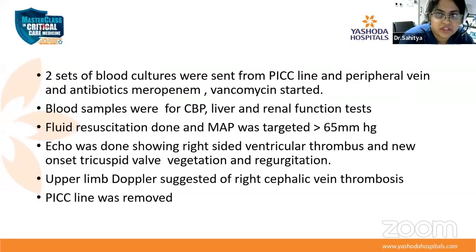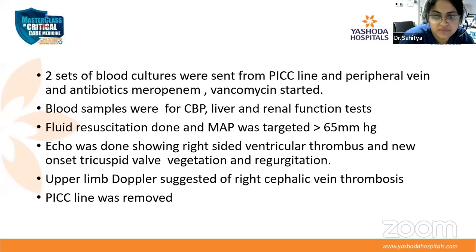There were 2 sets of blood cultures sent from the PICC line and the peripheral vein, and antibiotics meropenem and vancomycin were started empirically. Blood samples were taken for complete blood picture, liver and renal function tests. Fluid resuscitation was done and the MAP was targeted to more than 65 mmHg. Echo was done at the same time, showing a right-sided ventricular thrombus and a new onset tricuspid valve vegetation and regurgitation.